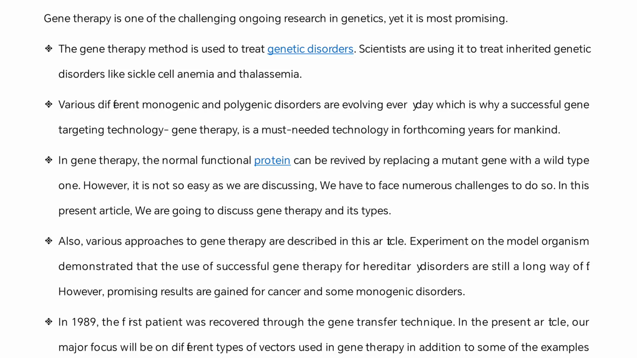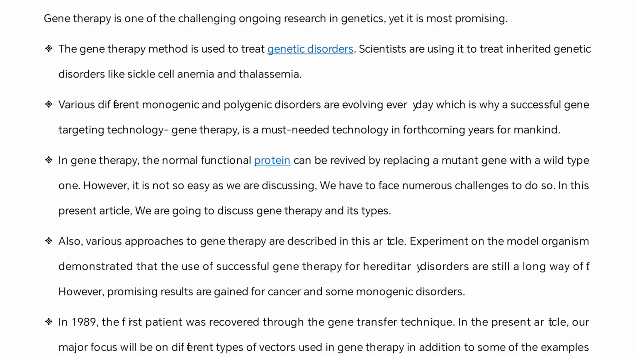Hello students, today we are going to discuss in detail gene therapy, one of the challenging ongoing research areas in genetics. Still, it is promising. Gene therapy is a method to treat various genetic disorders because the mistake lies in the DNA.